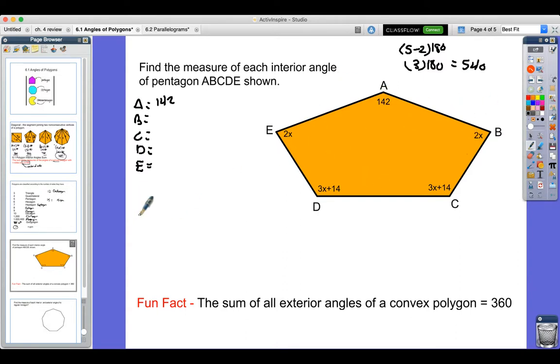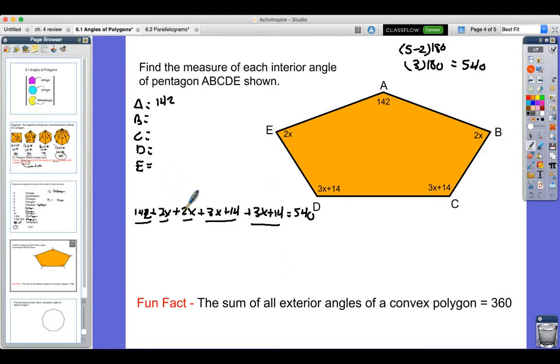So we can write this as one big equation. So we say 142, sorry, 142 plus 2x plus 2x plus 3x plus 14 plus 3x plus 14, all equal 540. And this is all 5 angles being added together. So that's 1, 2, 3, 4, 5 angles. So the 5 angles.